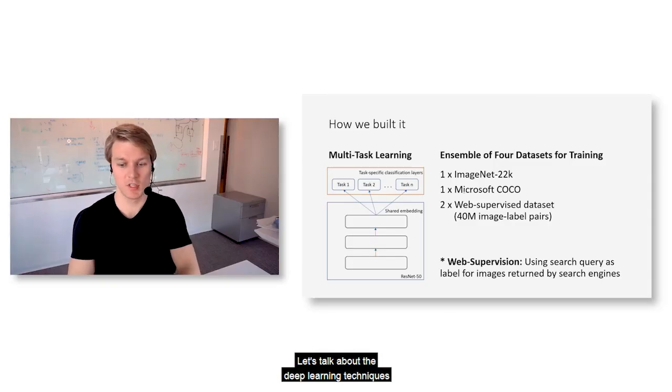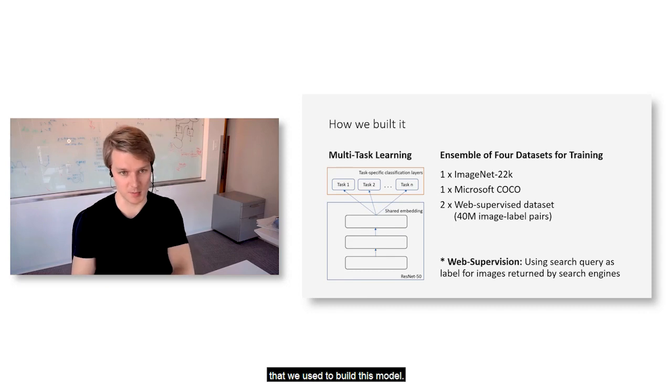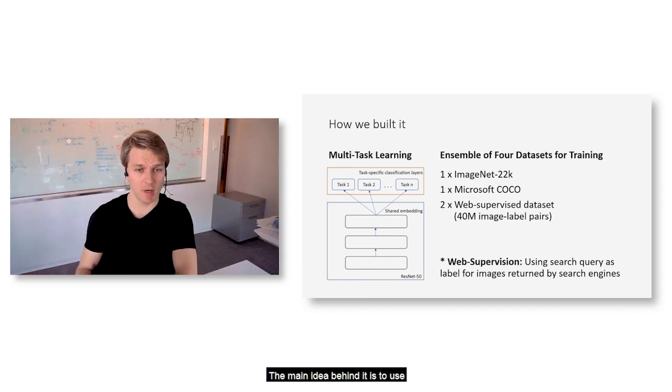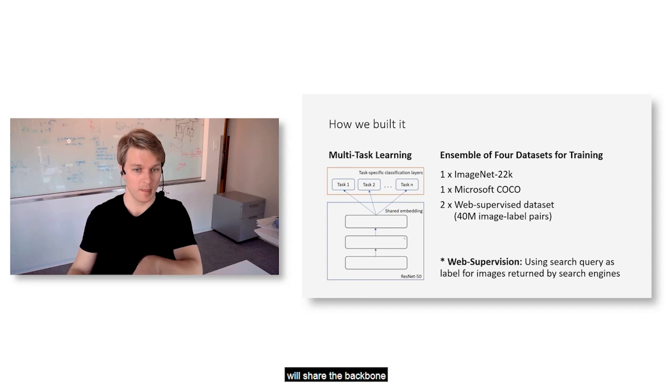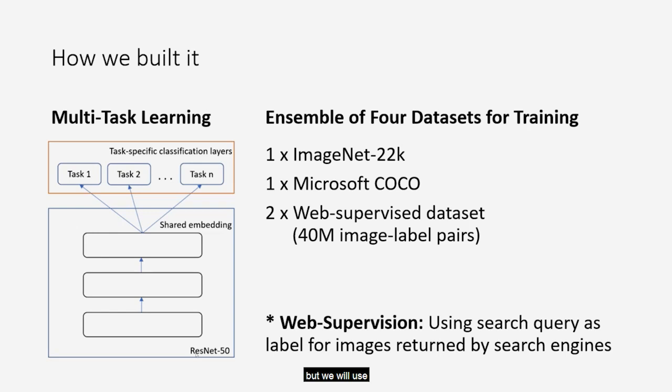So let's talk about the deep learning techniques that we use to build this model. The main idea behind it is to use multitask learning with hard parameter sharing. Hard parameter sharing means that we will share the backbone and share the embedding of the whole model, but we will use multiple classification layers on top of this model. In this particular case, we assembled 4 datasets for training. 2 of them are publicly available, which is ImageNet 22K, which is a larger and a bit lesser known version of the popular ImageNet 1K, and Microsoft COCO.